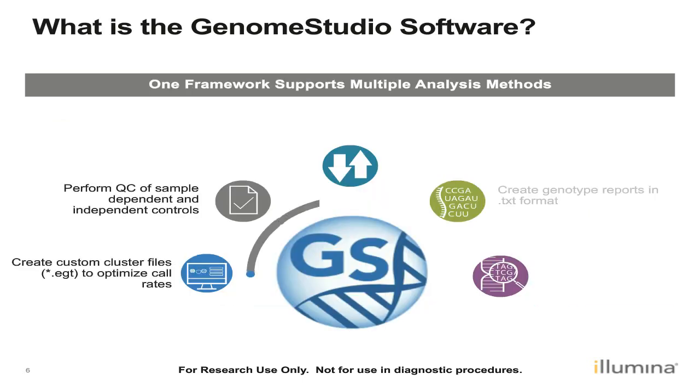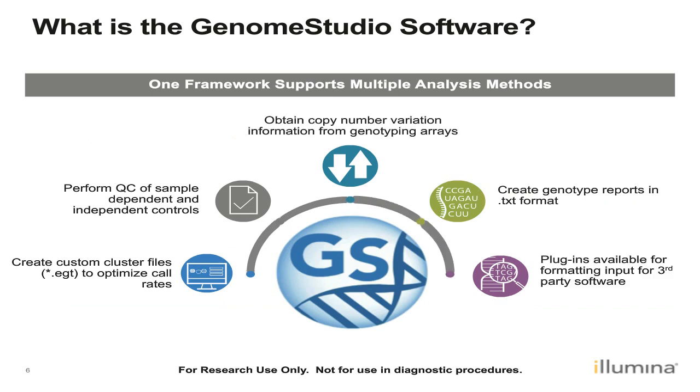So what is the GenomeStudio software? This is just a high-level overview of the multiple capabilities that GenomeStudio is able to perform. GenomeStudio can create custom cluster files, or .egt files, to optimize your call rates. It can be used to perform QC of your samples and also perform copy number variation, or CNV, analysis. And as I've mentioned, it can create genotype reports in text format. There are also plugins available that allow you to export reports that can be used for third-party software analysis.